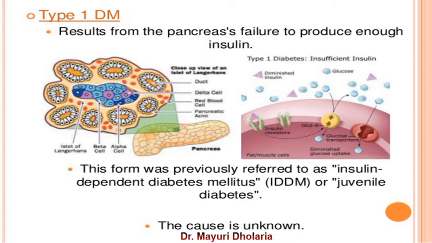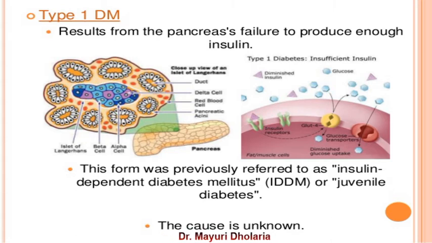In type 1 diabetes, there is a failure of the pancreas to produce enough insulin. If insulin is decreased, then blood glucose value is increased. Type 1 diabetes is also known as insulin dependent diabetes mellitus, or IDDM, or juvenile diabetes. It is insulin dependent because here the insulin secretion is less. Normal insulin maintains blood glucose normally, but if there is less insulin, the blood glucose value increases.